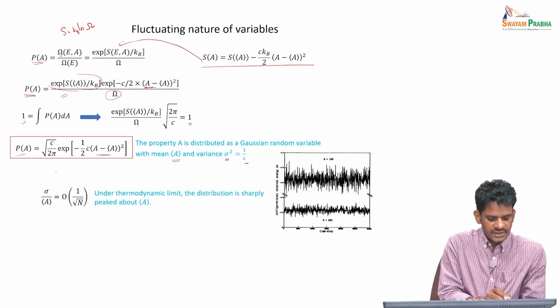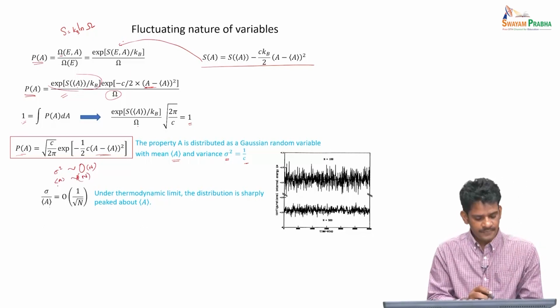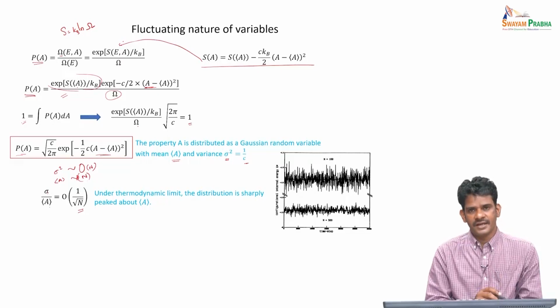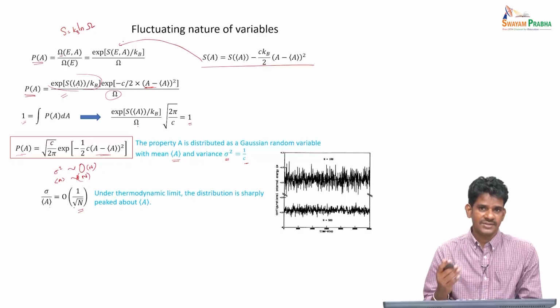That is because this fluctuation sigma square is of the order of n, and this mean A can be of the order of n. If this is an extensive quantity, then sigma will be proportional to square root of n, and this is proportional to n. So, you get 1 by square root of n dependence. What this basically means is that the relative value of this error or the standard deviation will decrease proportional to 1 by square root of n. So, larger the system size, lesser will be the fluctuation.